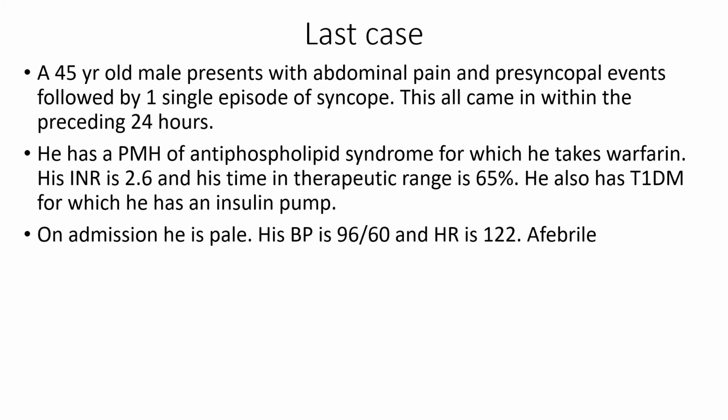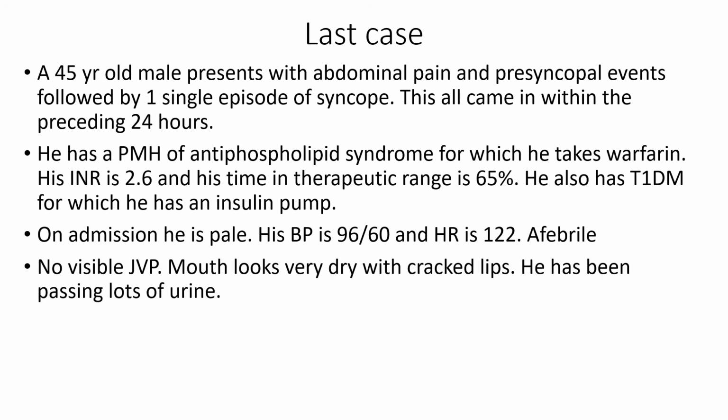On admission, he's pale and he's in shock. Blood pressure is 96/60 and his heart rate is 122. He's afebrile. No visible JVP, dry mouth with cracked lips, and he's passed a lot of urine. Sodium's low at 113, his potassium is quite high. His renal function is not great, but his glucose is relatively normal. And one thing I haven't put on the slide, but his ketones were also normal. This is not DKA.